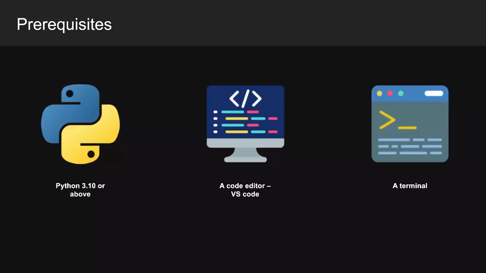So, before installing anything, make sure you have Python 3.10 or above. You can check by running python --version in your terminal. If you are on an older version, head to python.org and grab the latest one. For a code editor, we recommend VS Code. It's free and works great with Python. And you will need a terminal, which is built right into VS Code.